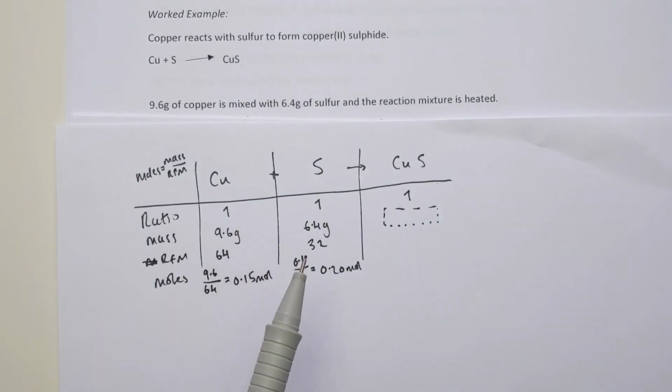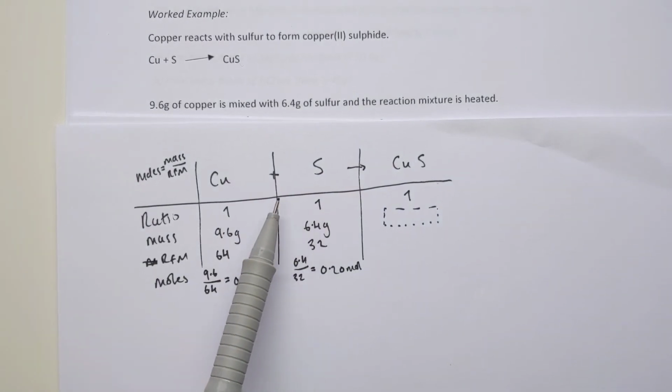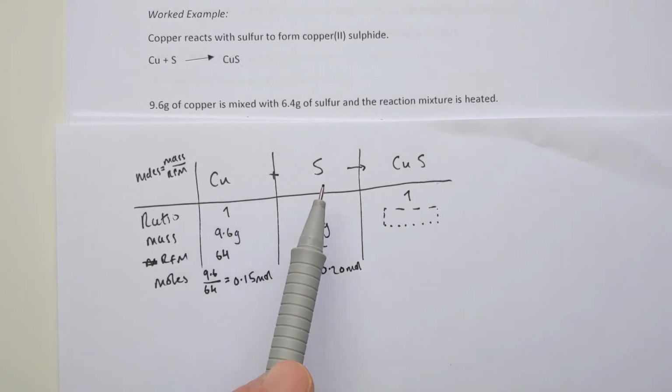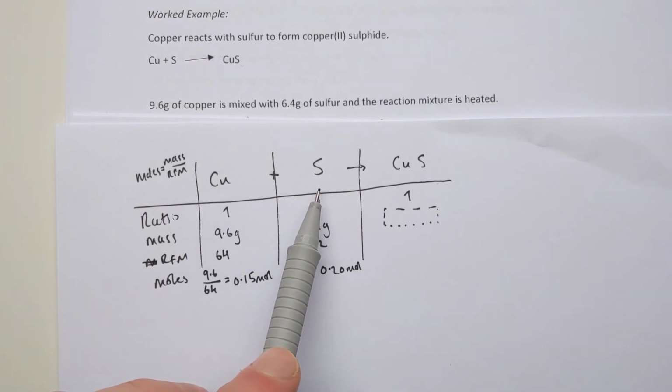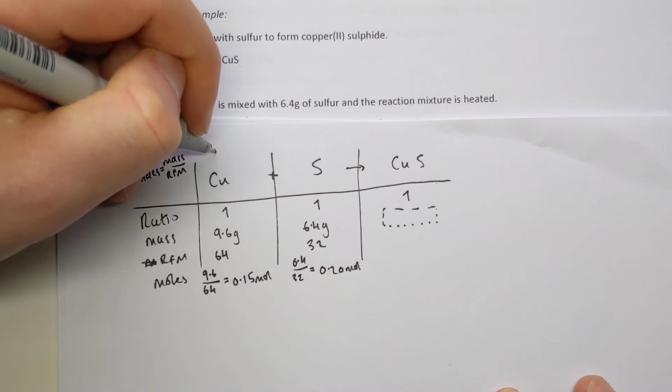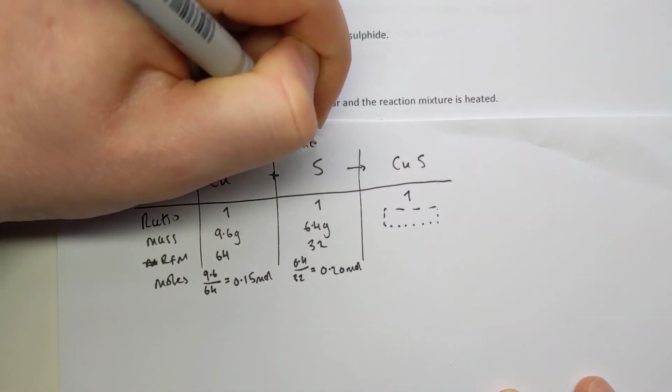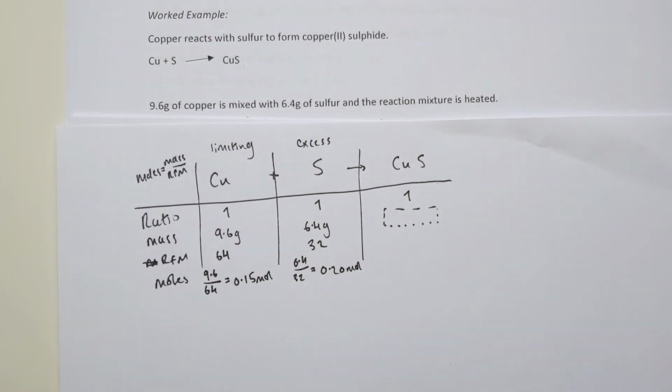With this one, it's not too tricky. Because there's a 1-to-1 ratio, we'll look at ones later on where it's a little bit more tricky. In this, I'm safe enough just to pick the smaller one as the limiting one. The 0.15 moles of copper will be used up before the 0.2 moles of sulfur is used up. So this is going to be the limiting reactant. And the sulfur is going to be the excess reactant. It's left over at the end.